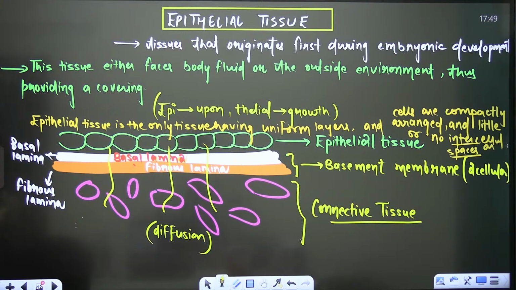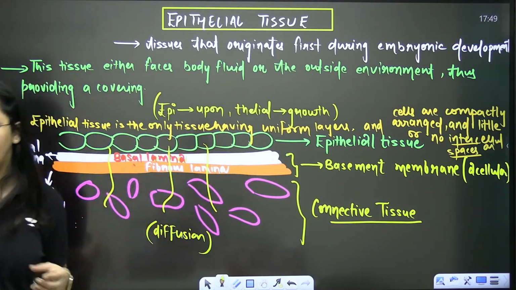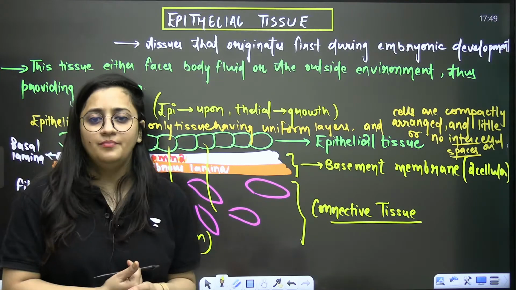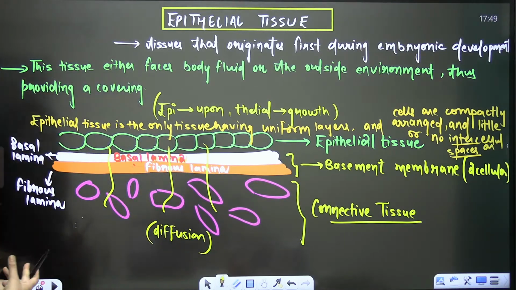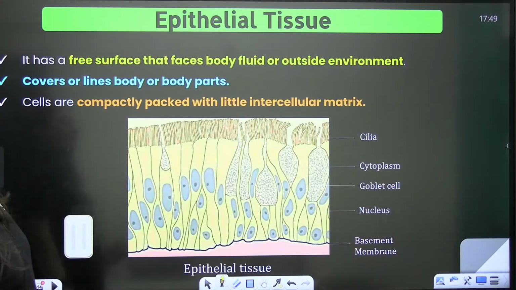Okay, so cells are arranged in a uniform layer, and here cells are compactly arranged, so no intercellular space and no intercellular matrix is present here, right? So this point is very important, please note it down. Fine? Sure? So here you can see, just look at it.